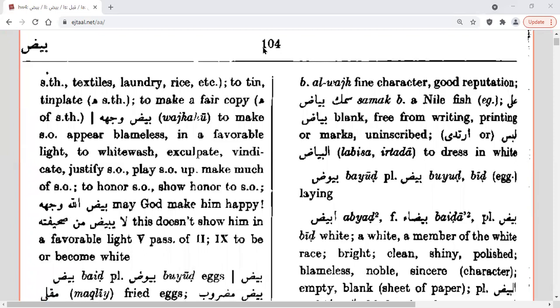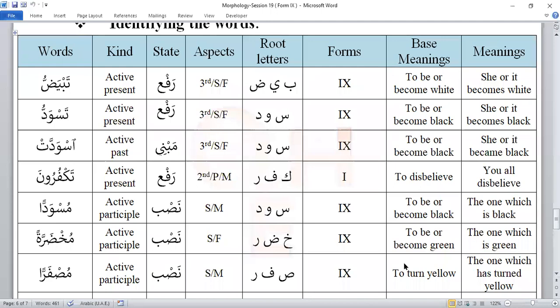So let's go back to our document. Now let's look into the second word. The second word is taswaddu. Again, it matches with yahmar. So that is active present tense and is in the state of rafa because it has dhamma at the end. And this is also third person singular female.